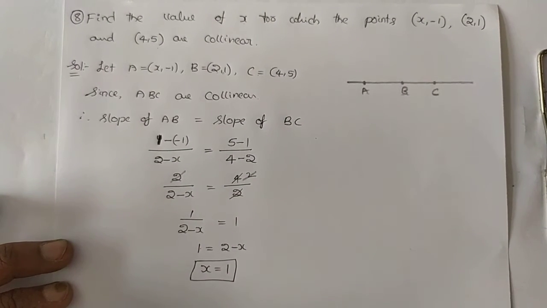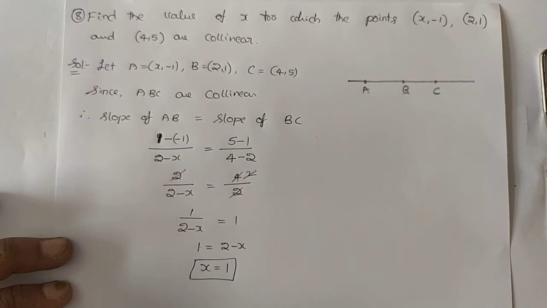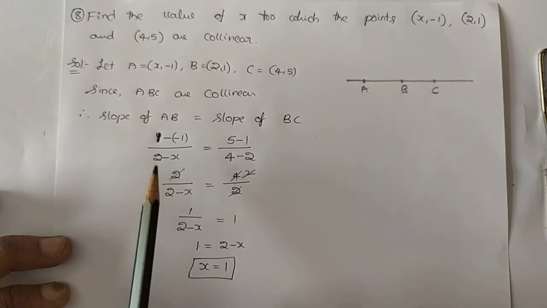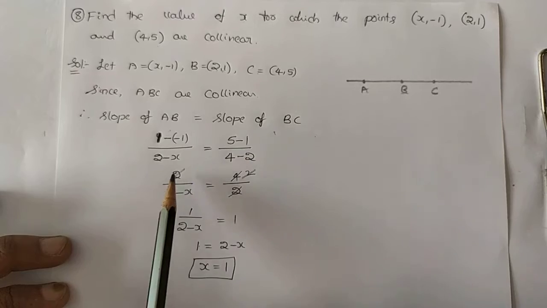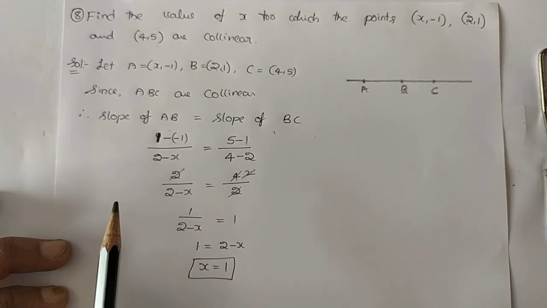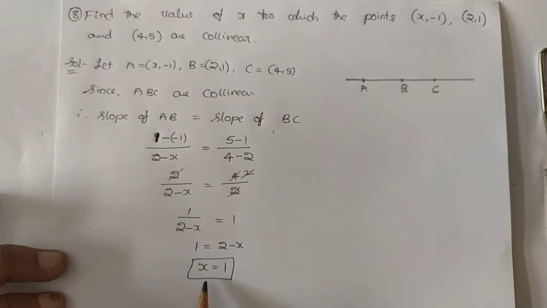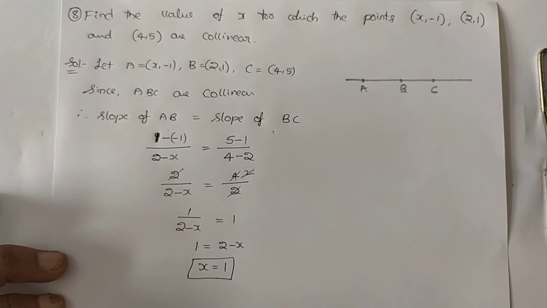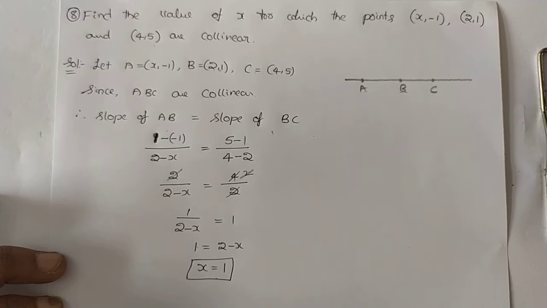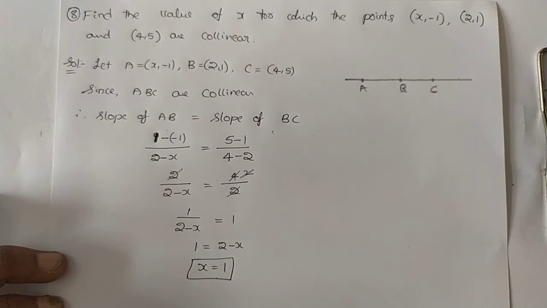For collinear points, I told you 3 conditions. Among the 3 conditions, you can choose any one. I chose the first condition, that slope of AB equals slope of BC. I applied the formula for finding the slope of the line joining 2 points. After the simplification, we found the value of x. Do you understand? Now you can take a screenshot. Let us move on to the next question.